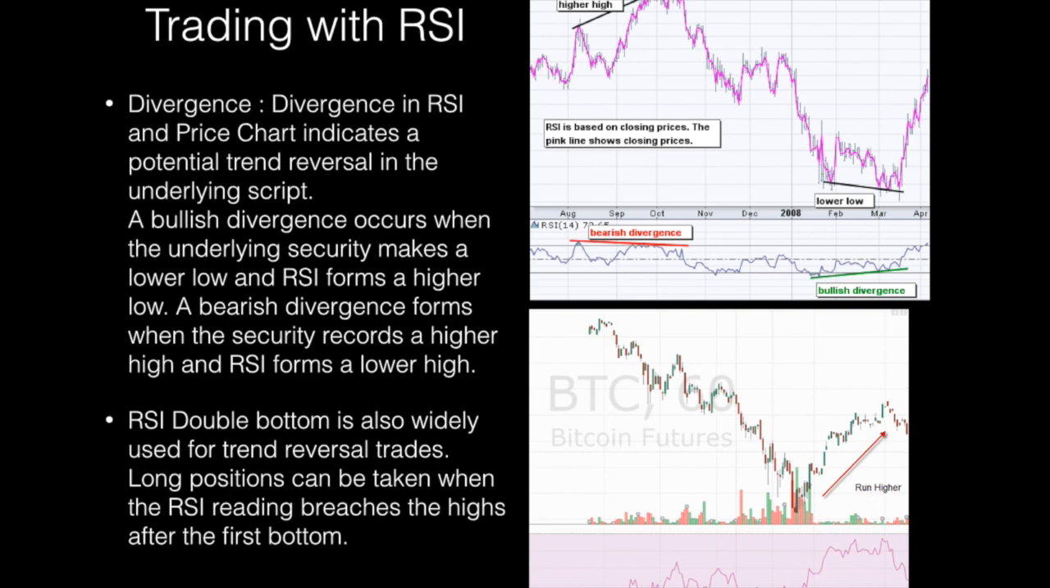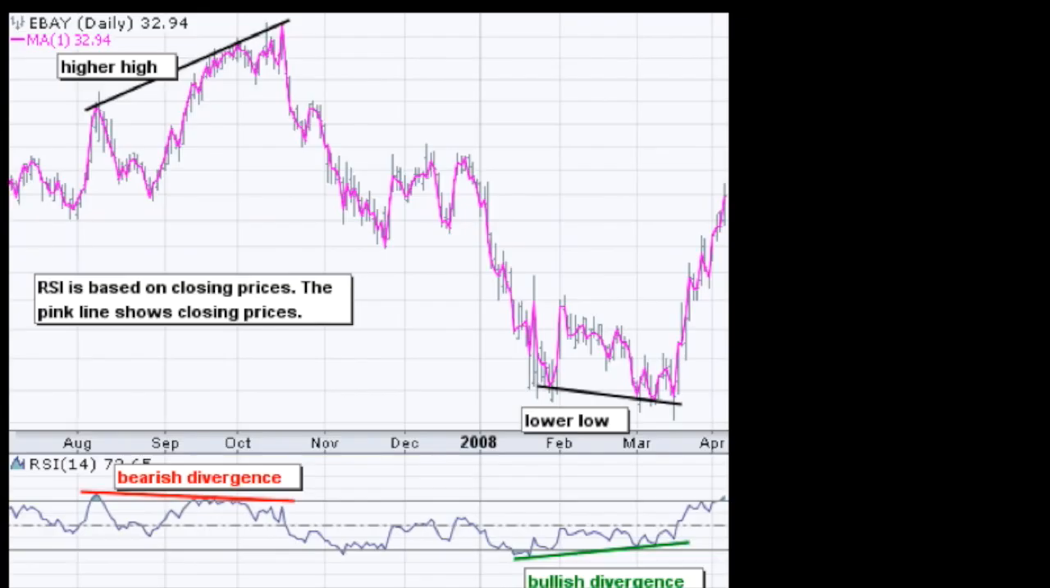Trading with RSI. So what are the different types of RSI related strategies one may use? Number 1. Divergence. Divergence in RSI and price chart indicates a potential trend reversal in the underlying script. As we can see from the chart shared next to it, a bullish divergence occurs when the underlying security makes lower lows and RSI forms higher lows. A bearish divergence forms when the security records higher highs and RSI forms a lower high.